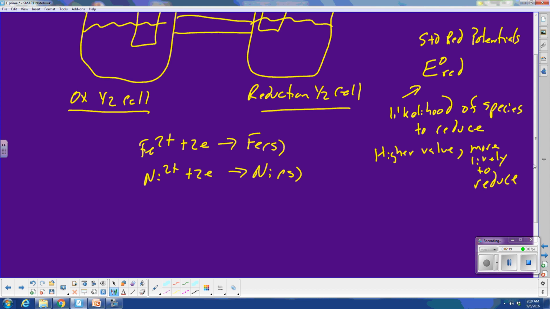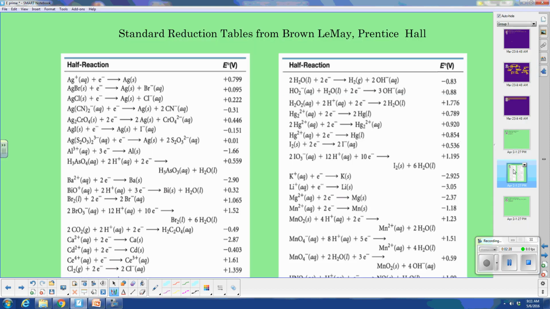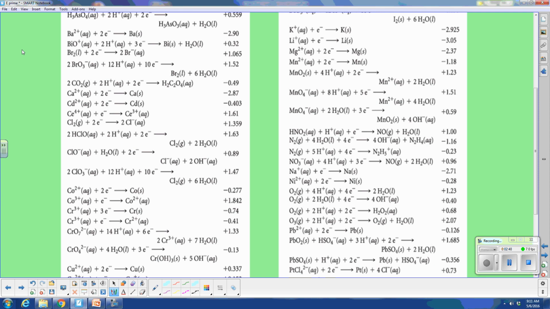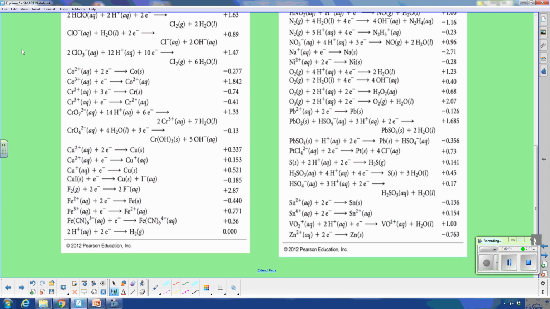Good. Now, where do we find these standard reduction potentials? Well, the beauty of all of this is that someone has done the work for us. In this case, Brown, LeMay, and Prentice Hall have these standard reduction potentials for us. And so all we have to do is find the values. We need to find nickel and iron. So let's find iron, Fe. Come way down here and we find iron. Here's my iron. It is a negative 0.44.